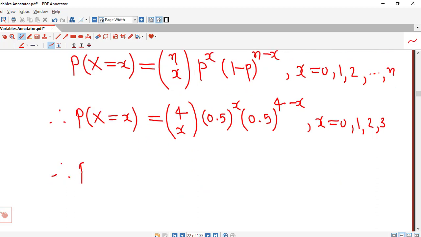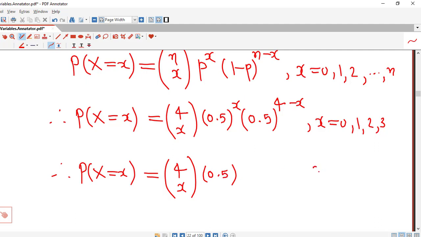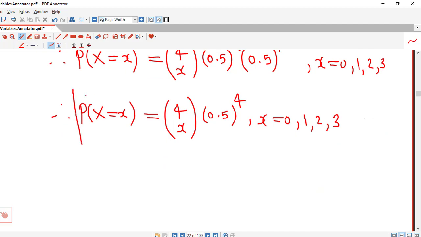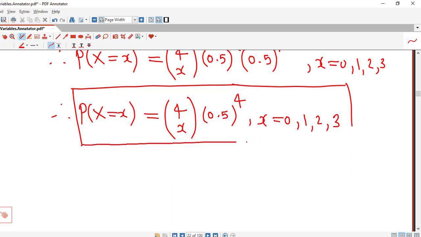So this we can simplify again. Probability that X equal to x is 4Cx, which we can write as 0.5 raised to x plus 4 minus x. That means 0.5 to the power 4, and x can take the values 0, 1, 2 and 3. So this will give me the probability of x boys in a family. This is the probability that there will be x boys in a single family.